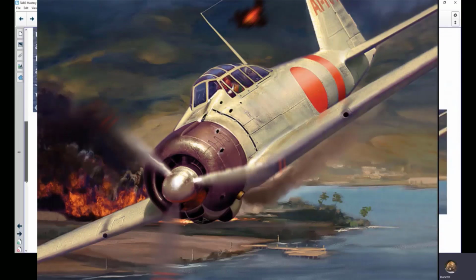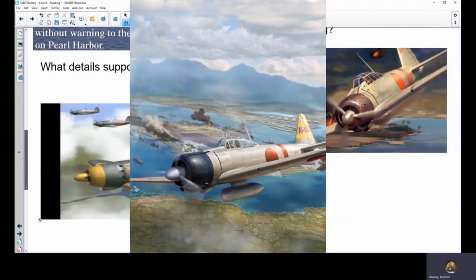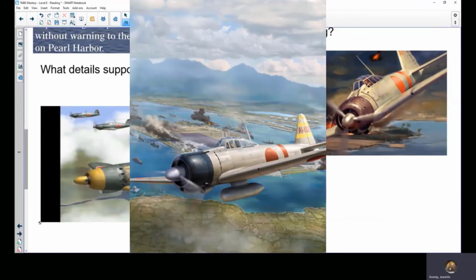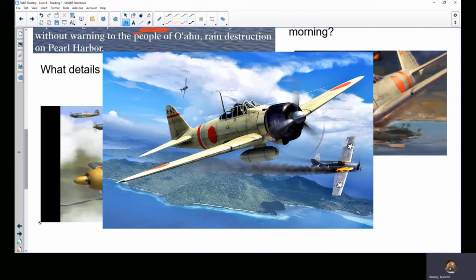So the red circle, is that like the target where you're supposed to shoot? I always wondered about that. American airplanes also had a big circle. Yes.